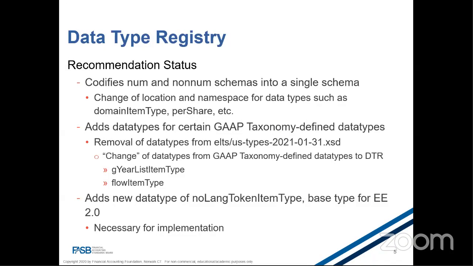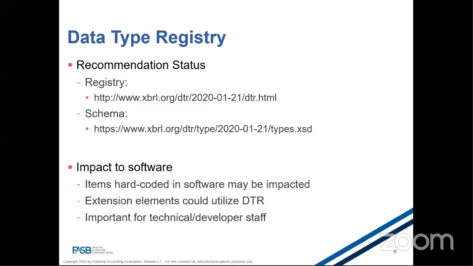Also, very important to the DTR is that it added a new data type called no-lang token item type, which is the base type for EE 2.0, making it necessary for implementation that we implement the DTR. On this slide, I have provided the location of where the registry can be found and where the schema can be found. The slides will be posted after this presentation, so if you want to download it and have that information available, it will be to you.